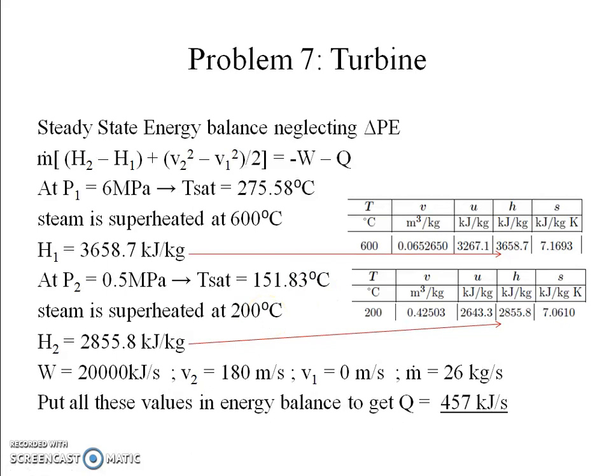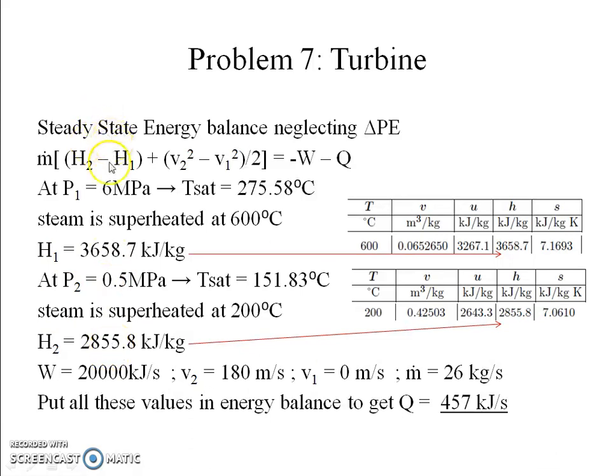Okay. Now, once we have found that this is a superheated steam, I will again go back to superheated steam table. Corresponding to a pressure of 0.5 megapascal, I will go and locate the temperature that is equal to 200 degrees centigrade. Once I have found this entry, then I will read the enthalpy directly from the superheated steam table. So now it comes out to be 2855.8 kilojoules per kg. So now I have read H1 and H2 from the superheated steam tables.